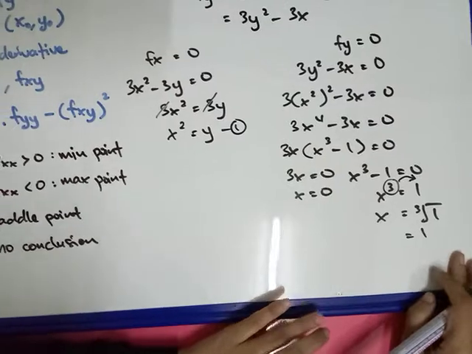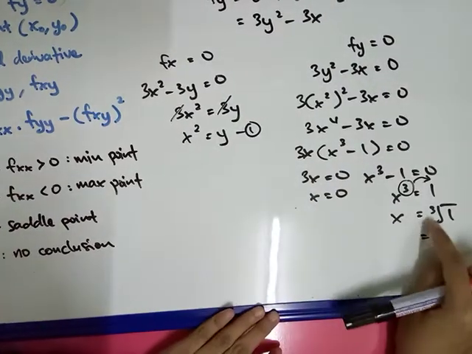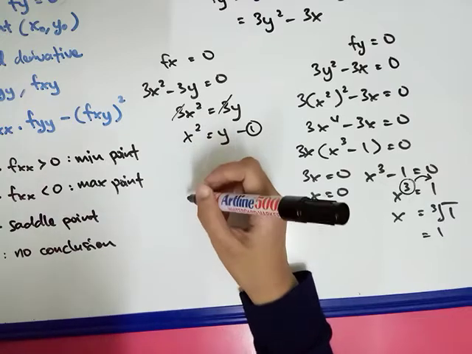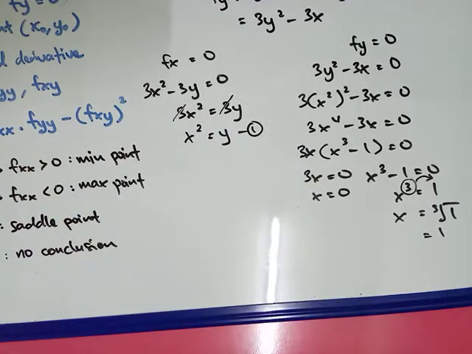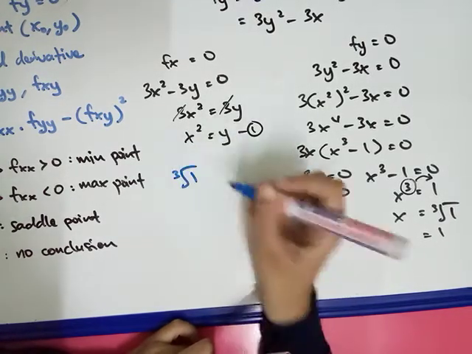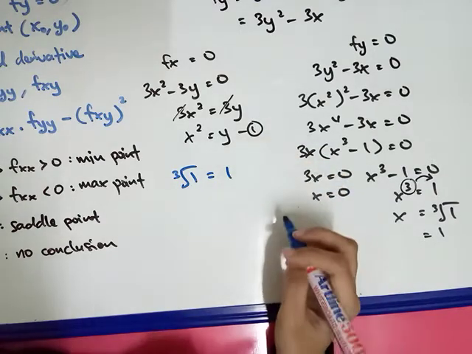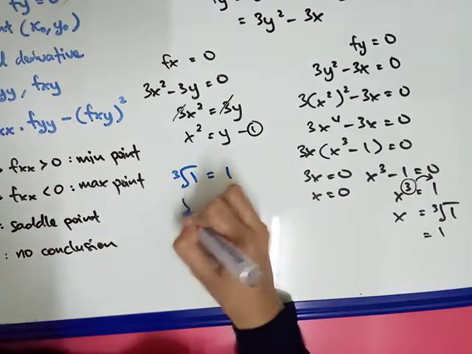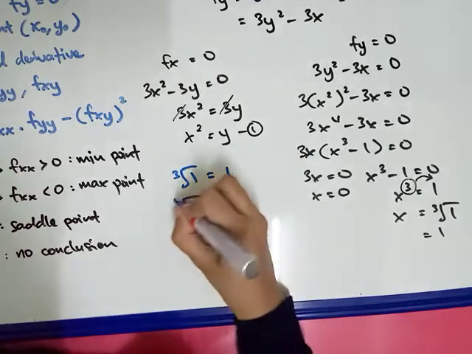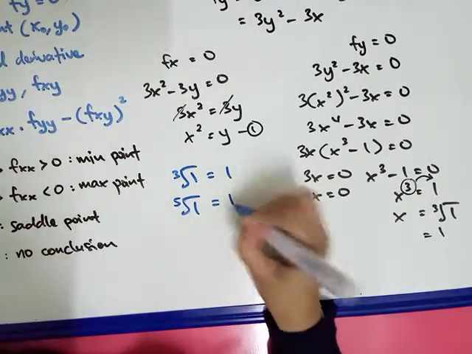Okay, if root yang ganjil, let's say I give you example. If root yang ganjil, for example, cube root, the answer is positive. Positive 1. For example, root 5 of 1. The answer is positive 1.